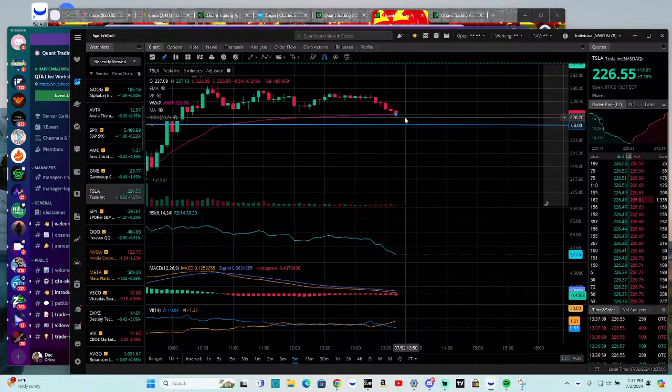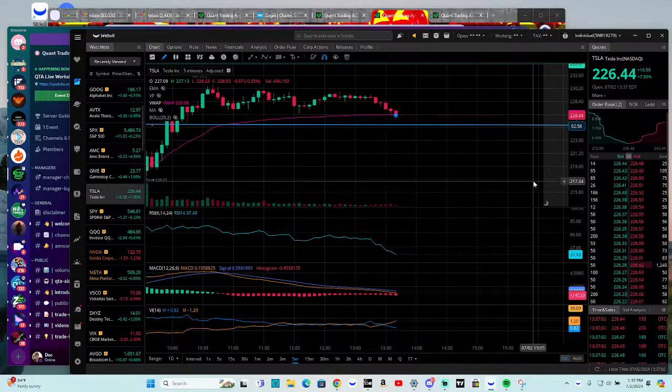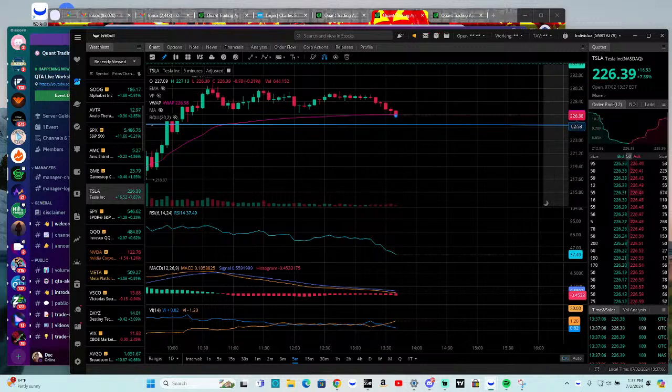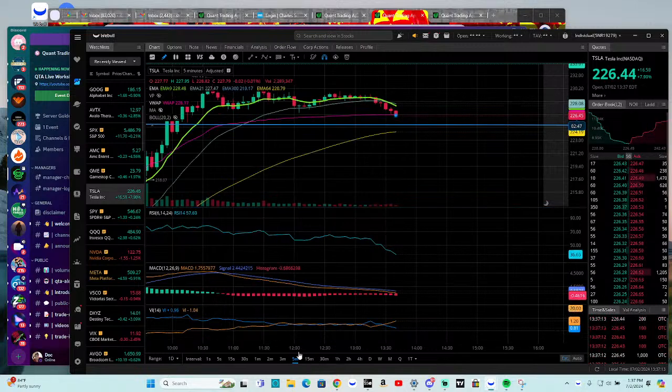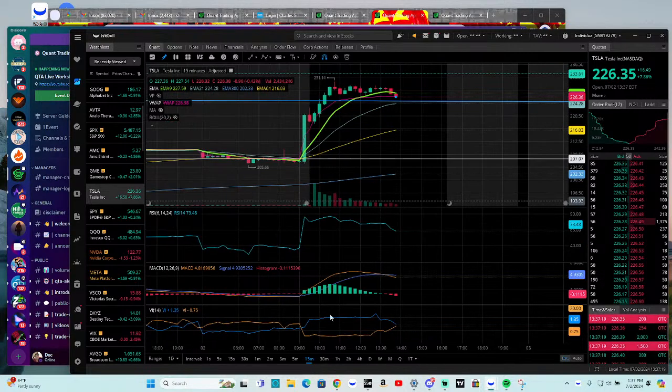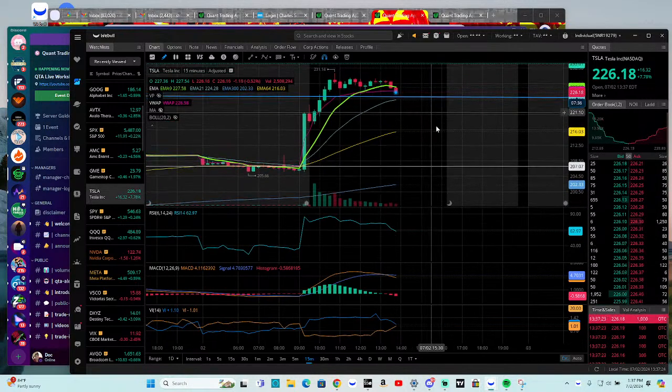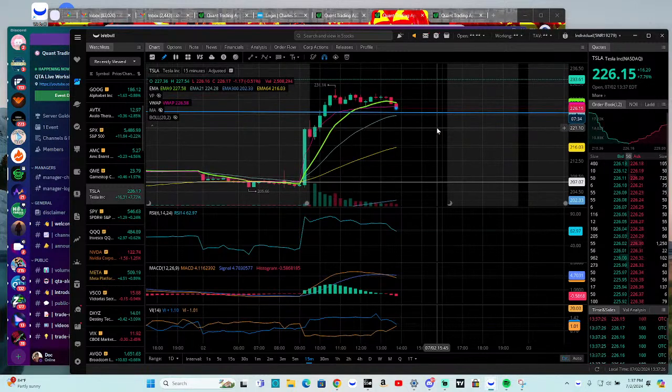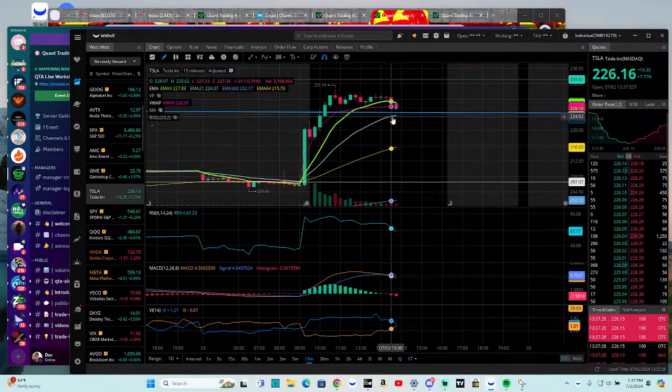The VWAP, it's looking kind of weak. I'm looking at my other chart here, and I have, what are the EMAs? Let's pull them up. On the 15-minute. Yeah. So on the 15-minute, the EMAs, we have, what is this? Is this the 21? Yeah. So this is the 21.